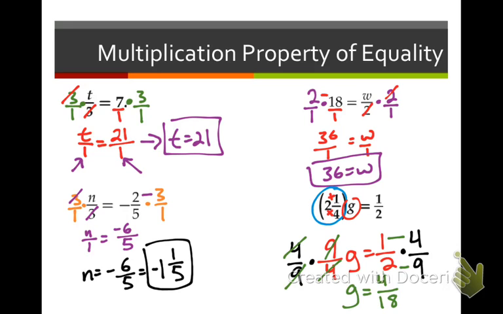Okay? But this I can simplify. This 4 over 18, I can divide both of them by 2. So 4 divided by 2 is 2, and 18 divided by 2 is 9. So my final answer is 2 over 9. Alright, I hope that wasn't too difficult.